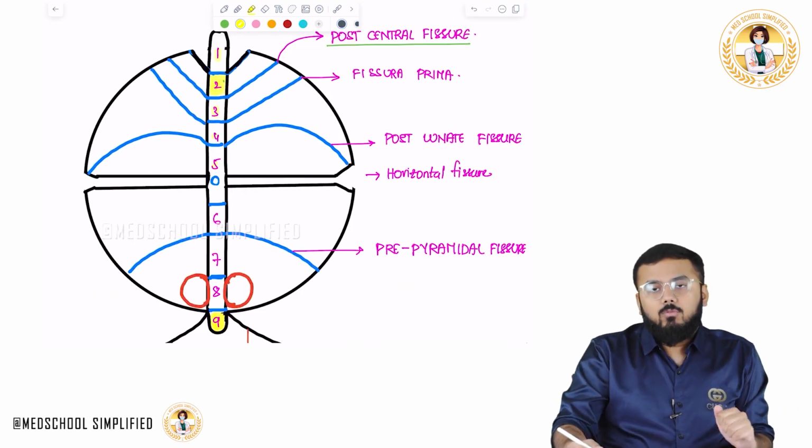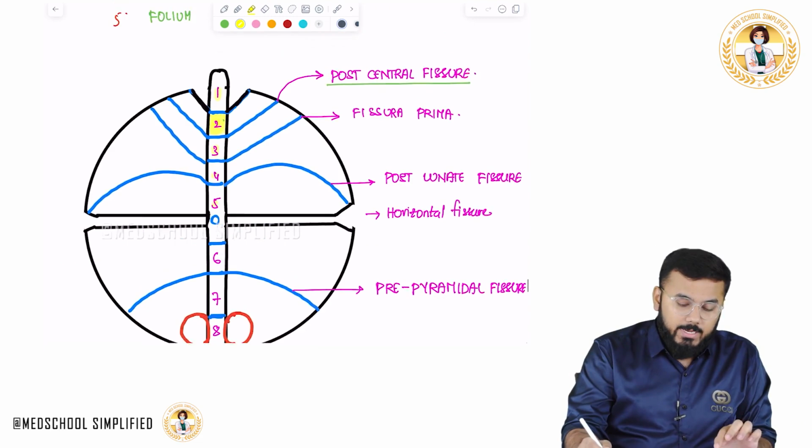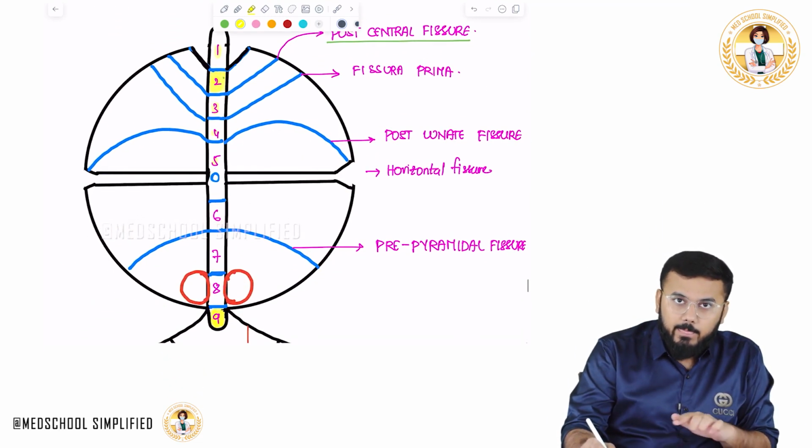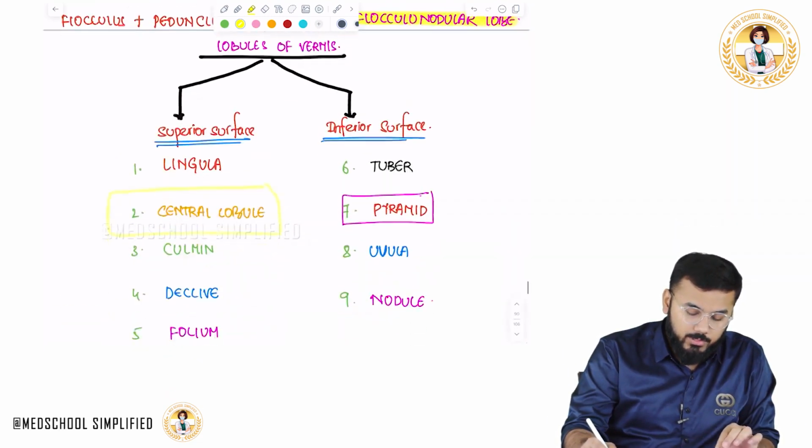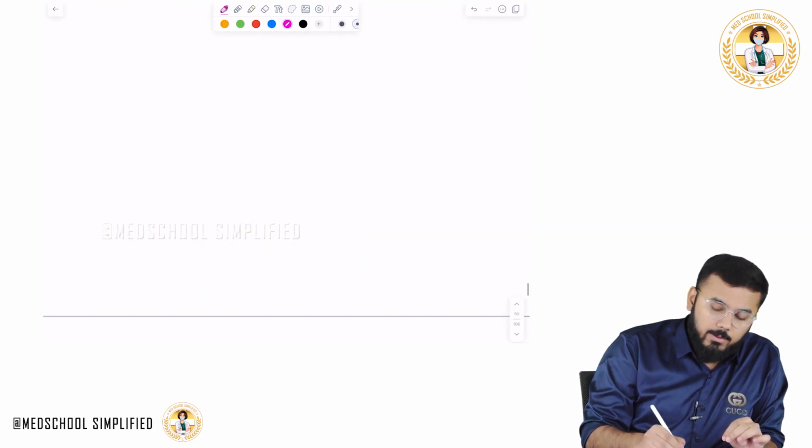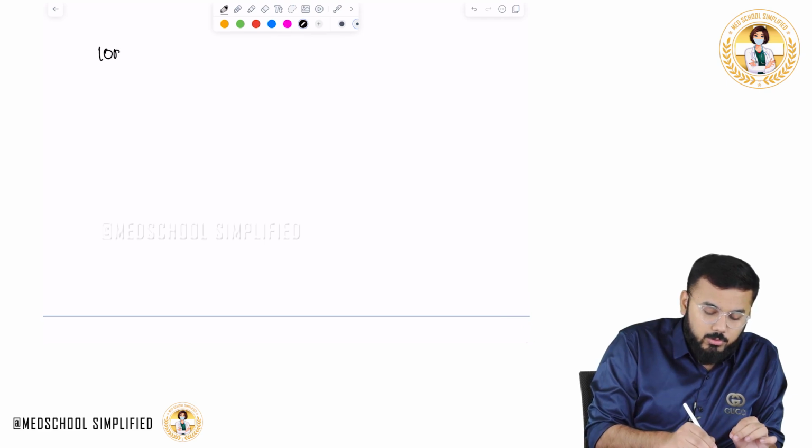Now let us see what the other lobes are. You told me anatomically we divide this entire cerebellum into 3 lobes, right? So what are the other lobes? Completely we have to discuss the lobes of the cerebellum.